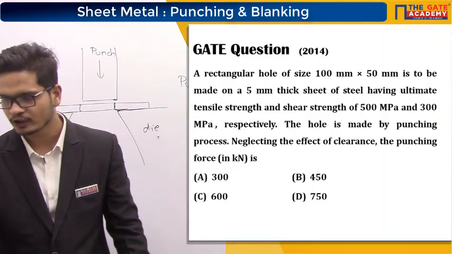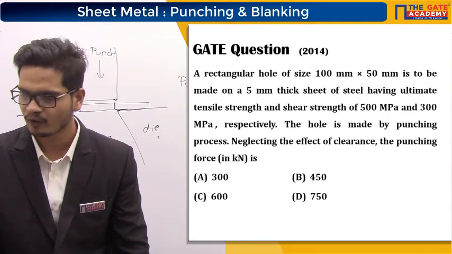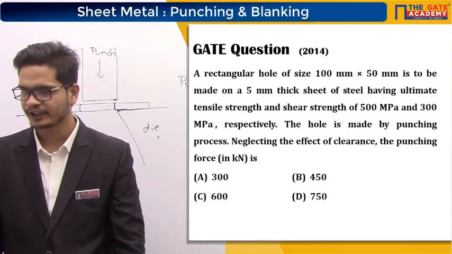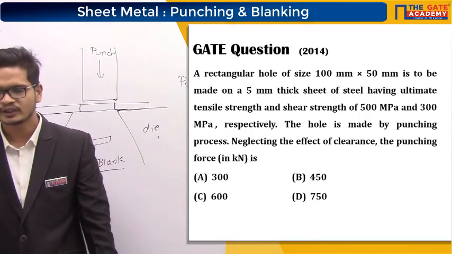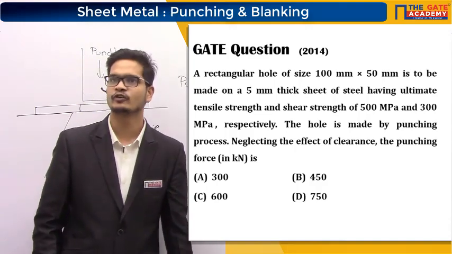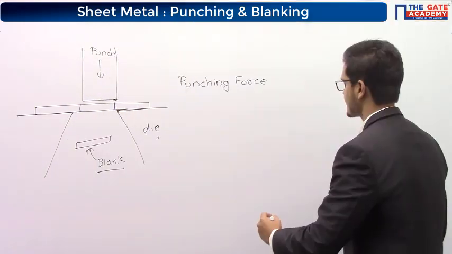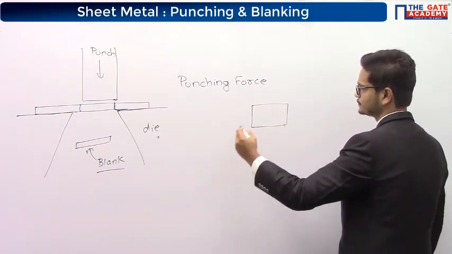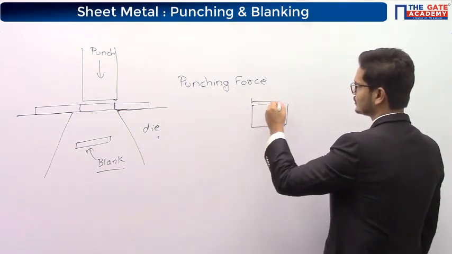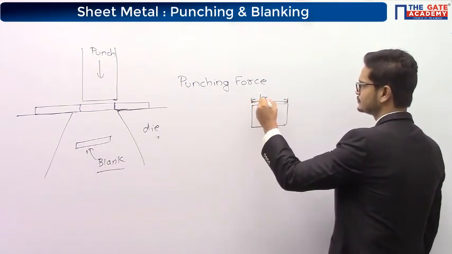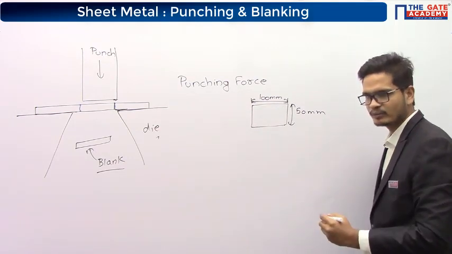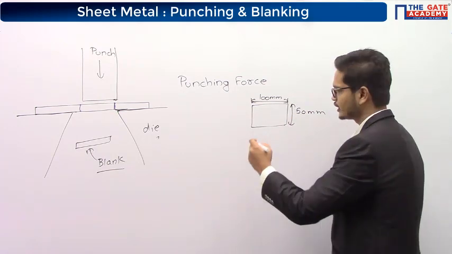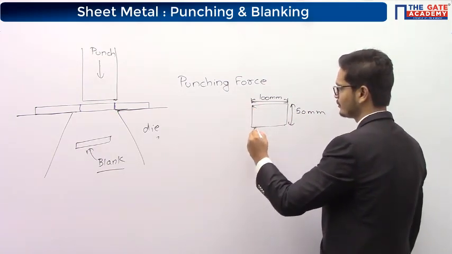So the question is, a rectangular hole of size 100 mm by 50 mm is to be made on a 5 mm thick sheet of steel having ultimate tensile strength and shear strength. The hole is made by the punching process. The punching force in kilonewton is? So they are making a rectangular hole. One side is 100 mm, and it is being made on a plate of thickness 5 mm.